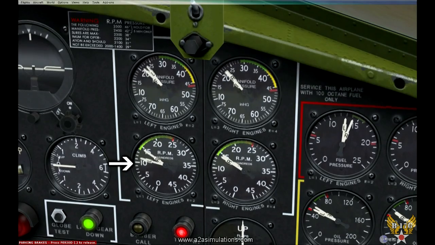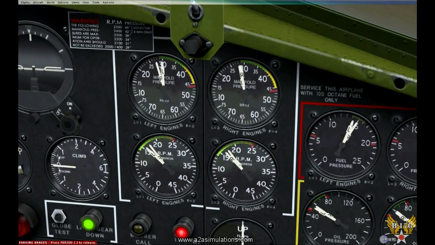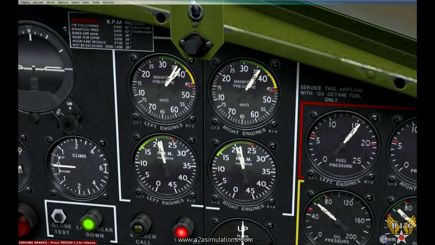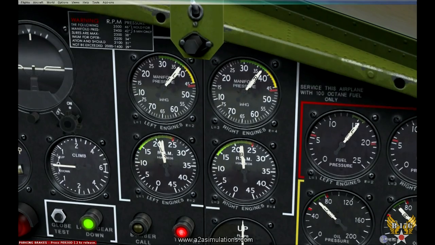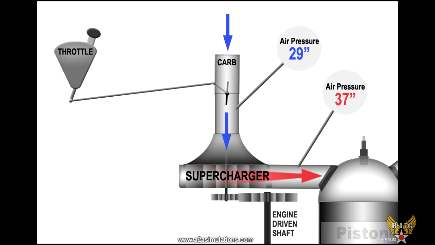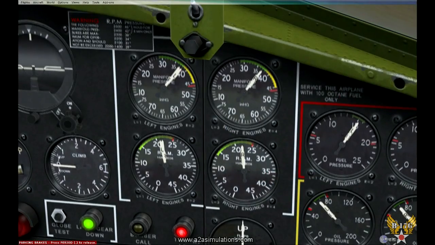Now, as we increase our power all the way to full throttle, we are passing 30 inches. Why are we now reading more than the standard air pressure that is outside? It's because we have a supercharger that is pushing air into the engine. On the runway, our engines are unable to reach their maximum RPM because they're standing still. They're pulling a lot of air. So we can see here number 1 engine is weaker than number 2.